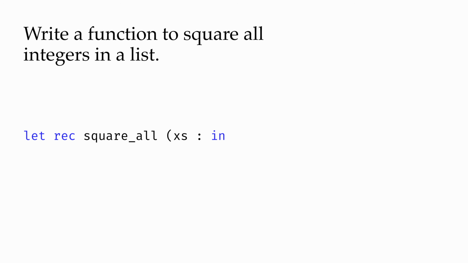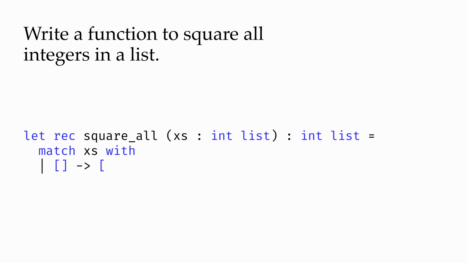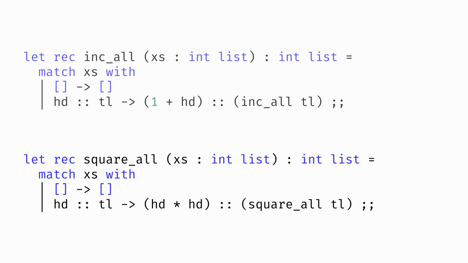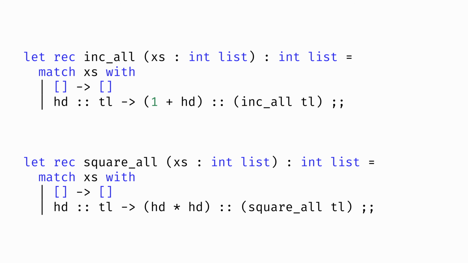It takes a list of integers as input and returns an int list. We match the list. If it's empty, then the returned list should be empty too. If there's a head and a tail, then we multiply the head by itself and cons it with the output of recursively calling the function on the tail of the list to square all of the values in the tail. So here are our two functions, one that increments all the values in a list, and one that squares all the values in a list.